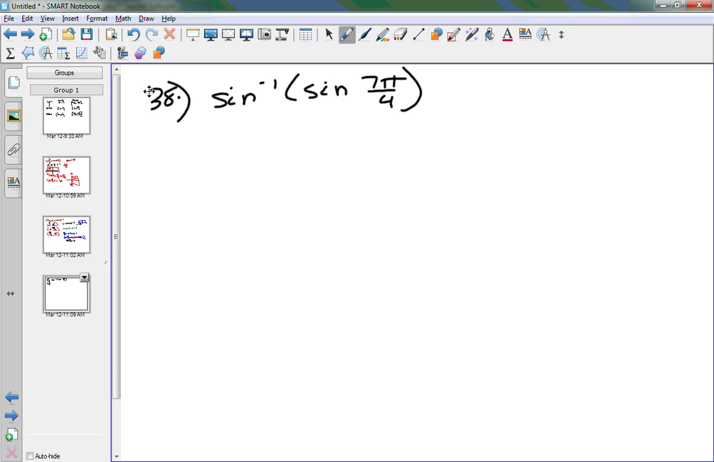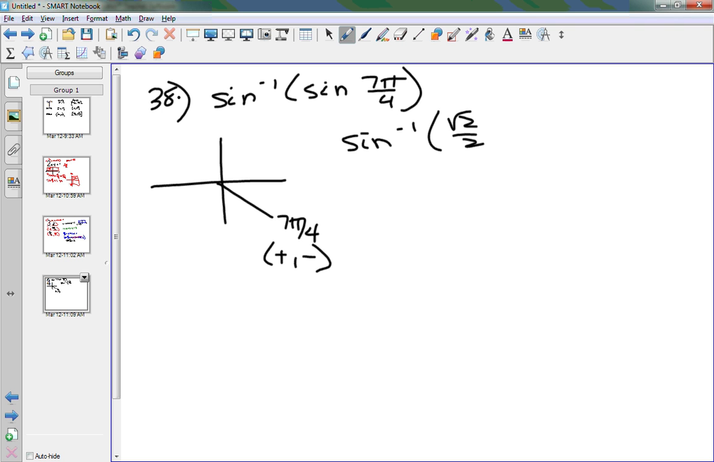I'm going to show you two different ways to think about this. Your brain has to think like this. What is the sine of 7 pi over 4? It is going to be in quadrant 4, which means in that quadrant, I'm going to have positive, negative. I'm talking about my sine. That is actually going to be the sine inverse of the square root of 2 over 2.